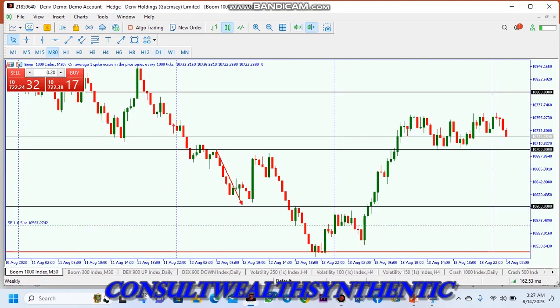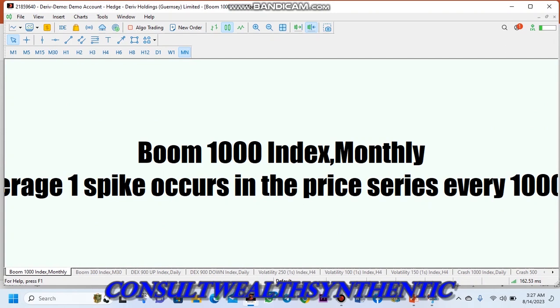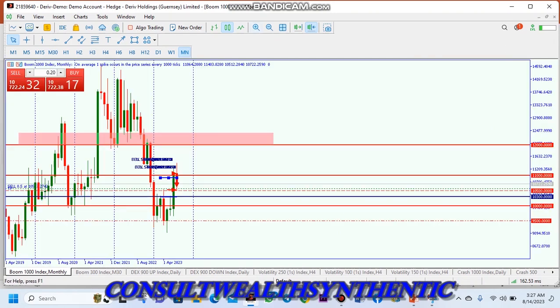So don't forget our top down analysis. So we are going to our monthly time frame. Let's see what we have on monthly.